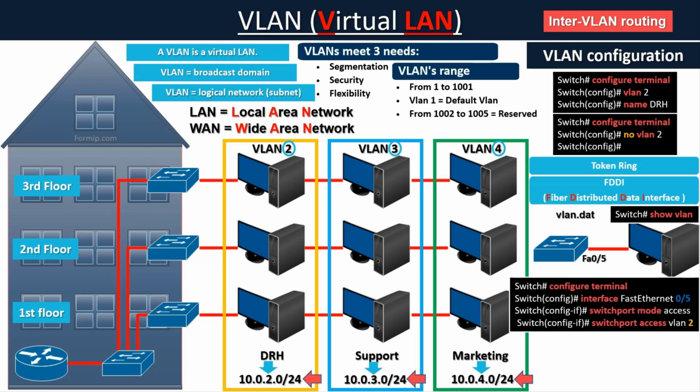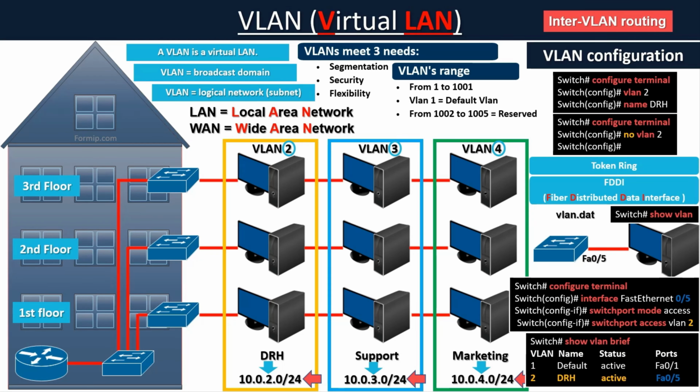When you create a VLAN, you have to assign the ports you want to put in this VLAN. A port can only belong to one VLAN at a time. By default, all ports are members of VLAN 1. The show vlan brief command shows the VLAN assignments at the switch port. For example, here we can see that port FA 0/5 of the switch is part of VLAN 2, the one called DRH.